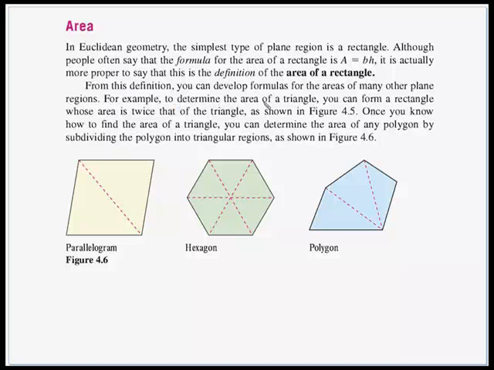For example, to determine the area of a triangle, you can form a rectangle whose area is twice that of the triangle. Once you know how to find the area of a triangle, you can determine the area of any polygon by subdividing the polygon into triangular regions, as shown in figure 4.6. If we have a parallelogram, we can draw a diagonal through it, and we've just chopped it into 2 triangles. If we have a hexagon, we can connect opposite angles and chop that up into 6 triangles. Any polygon we can subdivide into smaller triangles.